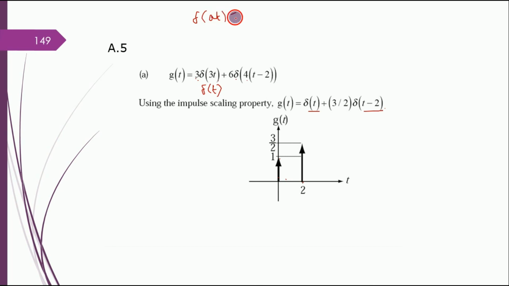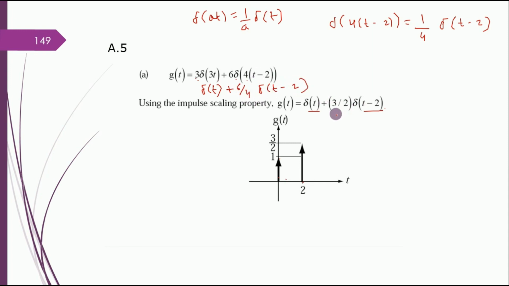I'll write it once again here because of this property. Similarly, if I apply this property here, what do I get? Delta of 4t minus 2 will result in 1 by 4 delta of t minus 2. So this 6 by 4 gives 6 by 4 delta of t minus 2. So 6 by 4 means 3 by 2. That is what we got here. Okay. Delta of t, write it first here, plus delta of t minus 2, meaning shifted by 2. I am having here amplitude, or area, as 3 by 2. Write it as area is 3 by 2. I hope there is no doubt.